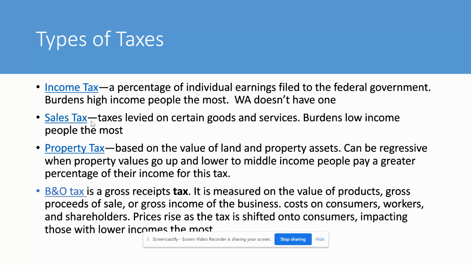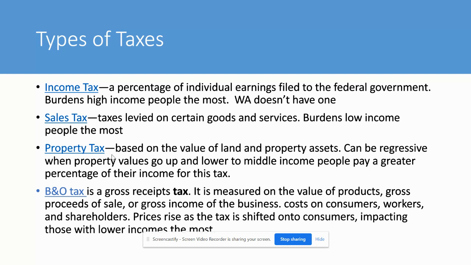Now, Washington has a sales tax, but Oregon, for example, doesn't have a sales tax. So if you go to Oregon, you'll pay slightly less for things because you won't have to pay that sales tax on top. Now, they do have an income tax in that state. The reason we have a sales tax is because we don't have an income tax.